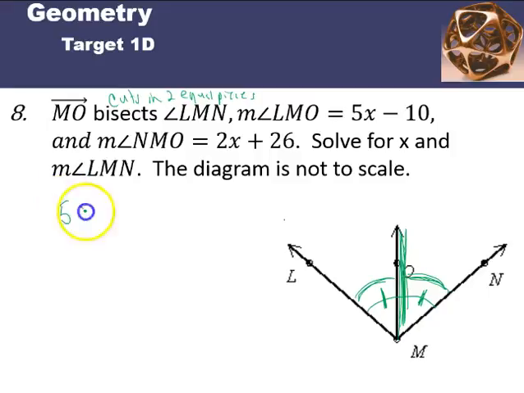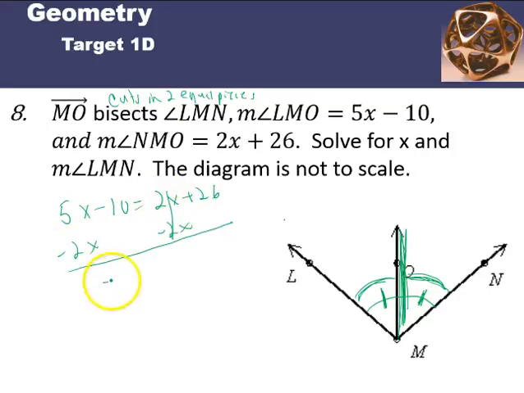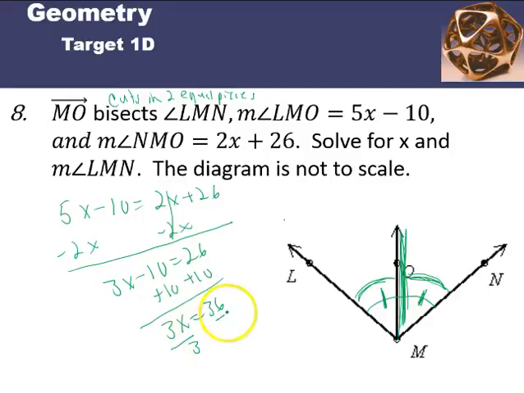So I'm going to say 5x minus 10 has to equal 2x plus 26. Subtract 2x. I get 3x minus 10 equals 26. Add 10. And I get 3x equals 36. Divide by 3. And I get x is 12. Now 12 is not the full answer. 12 is the value for x, but it also wants LMN.